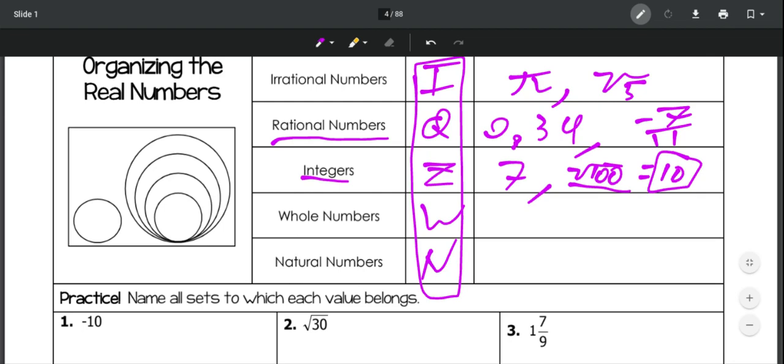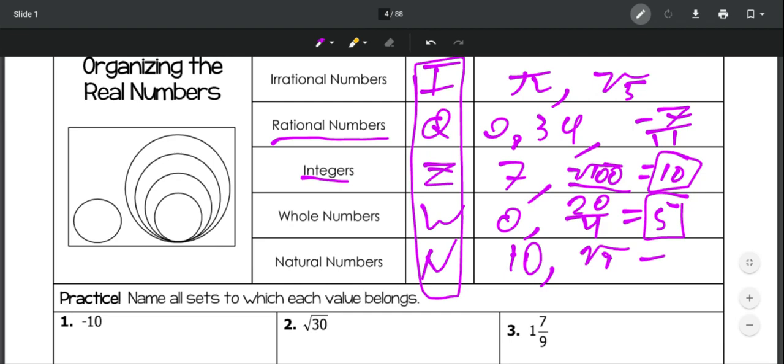Whole number is going to be something like 0 because it starts at 0. Say it gave you 20 over 4. You may look at that and say, oh, that's a fraction. That's not a whole number. That's not true because 20 divided by 4 is going to be 5. So 5 is what we're concerned about. 5 is a whole number. So 20 over 4 simplifies down to a whole number. Natural numbers. Example of that is something like 10. Same process as the one before. If we had a radical 9, that equals 3. So that's going to be a natural number.